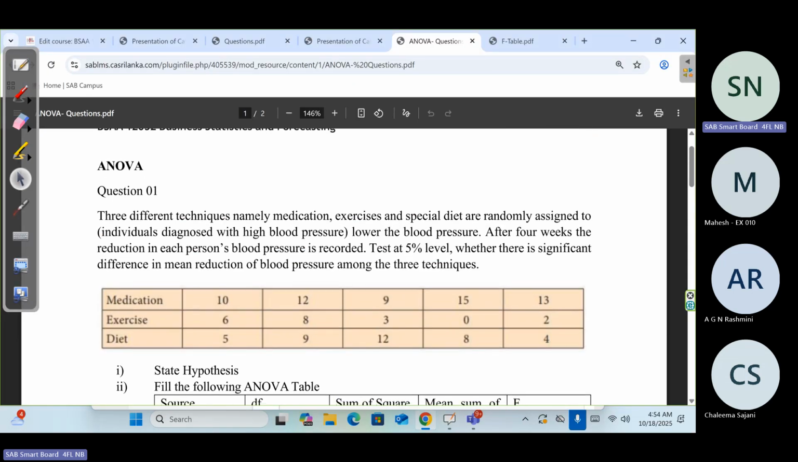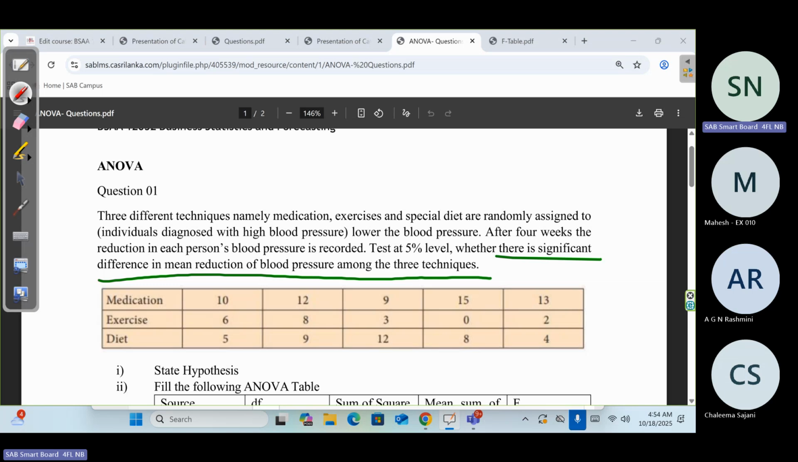Okay? Then here you need to check: is there a significant difference in mean reduction of blood pressure among the three techniques? This is our claim. Now you can accept this claim. Okay? Then how do we write the conclusion? We have enough evidence to conclude that there is significant difference in mean reduction of blood pressure among the three techniques.